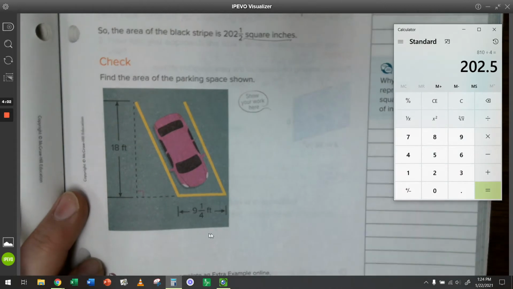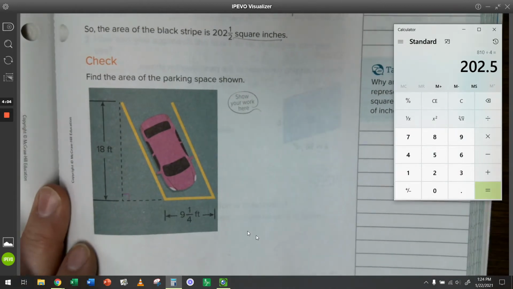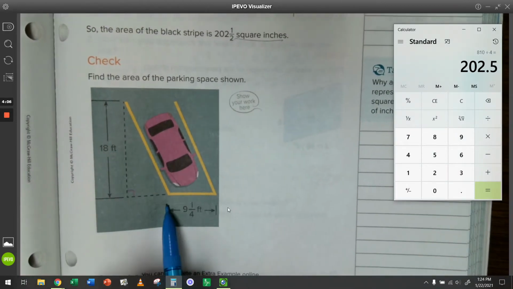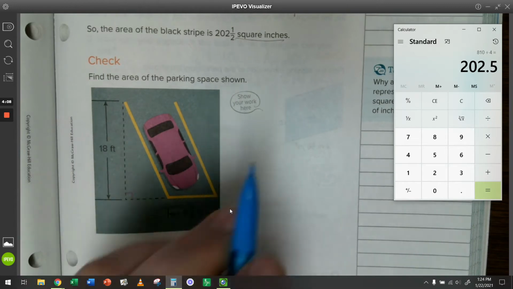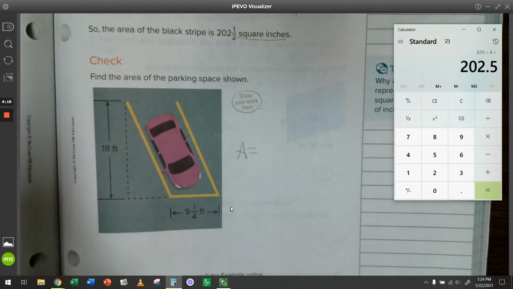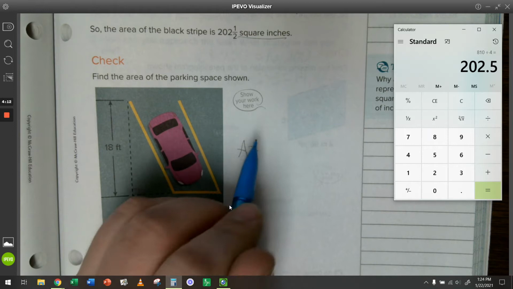All right, so let's take a look at the next problem here. We have find the area of this parking space. Our base is 9 1/4, and our height is 18. Go ahead, pause the video here, and solve.